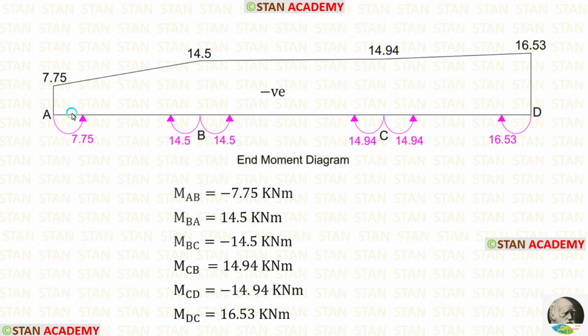Then, we have to see the direction of the curves. All of the curves are indicating upwards. That means the end moment diagram comes above this line. Finally, we can connect the values and make the end moment diagram. If the end moment diagram comes below this line, that will be positive. If it comes above the line, that will be negative. Right now, all of the points are coming above this line, so it is negative.